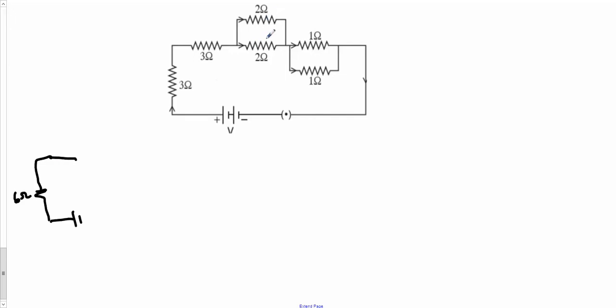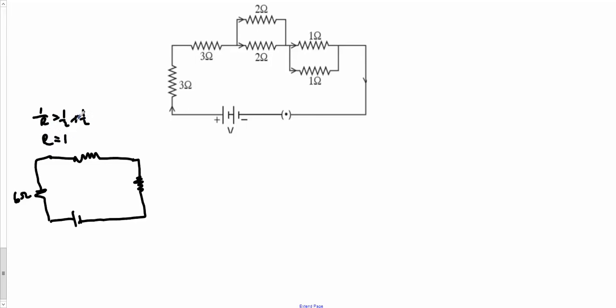These guys are parallel to each other. 2 ohms, 2 ohms. I just did a calculation like that a second ago. And 1 and 1. So let's do these calculations. These two are parallel. 1 over r equals 1 over 2 plus 1 over 2, which gets me an r of 1. So this is going to be 1 ohm.